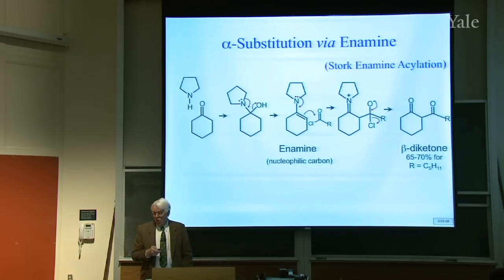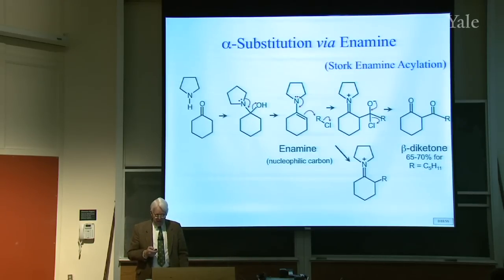Okay, but that's not the only thing you can attack with that carbon nucleophile. You could attack RCl, right? Then that puts an R group on the alpha position, right? Bring in water and hydrolyze it, and you get that.